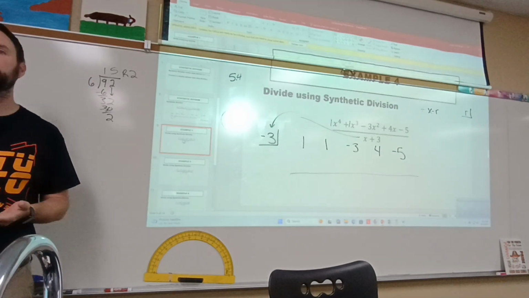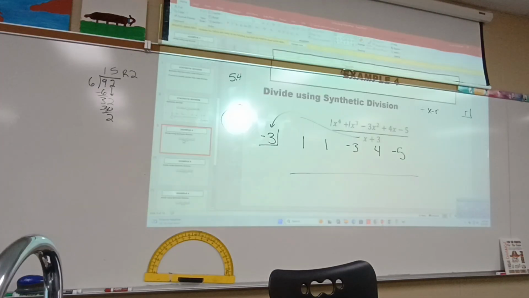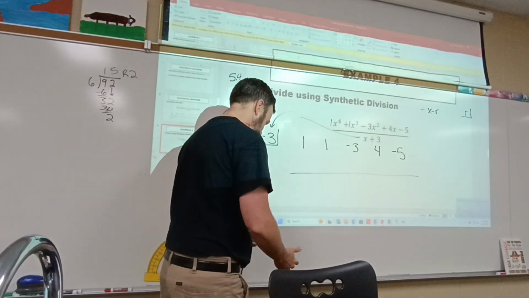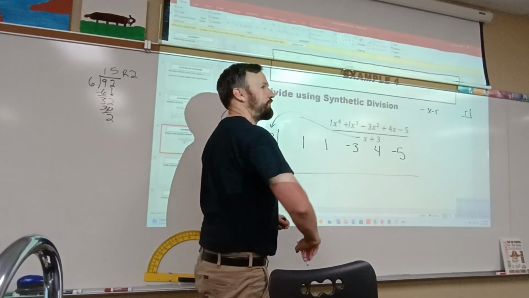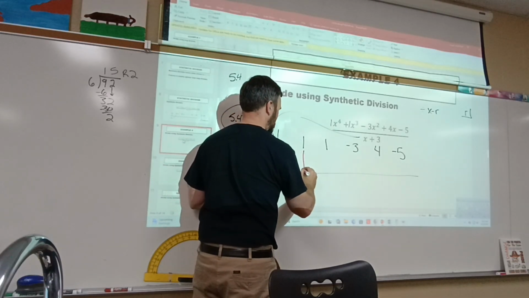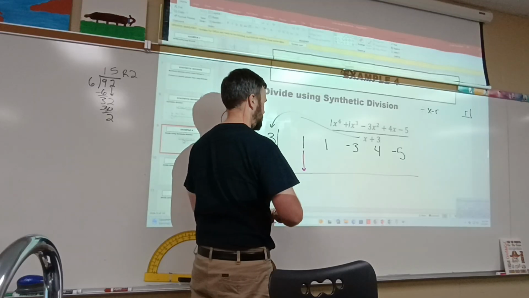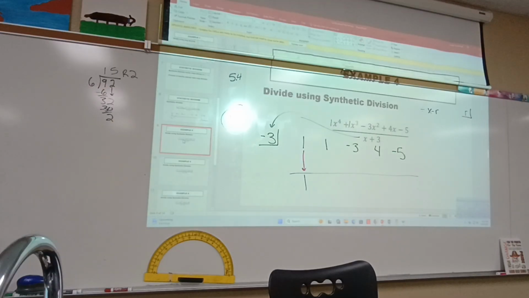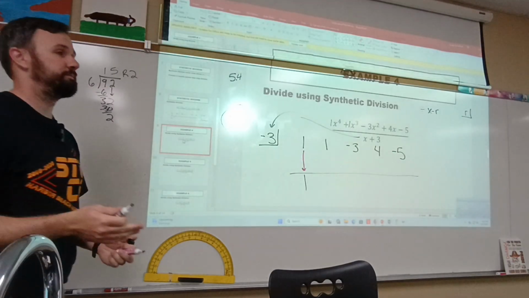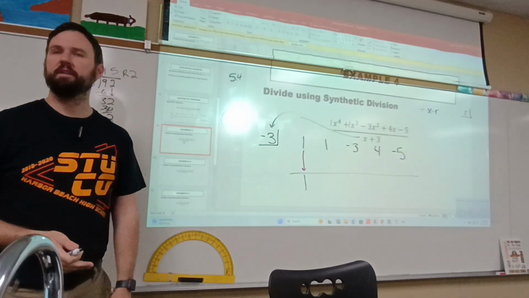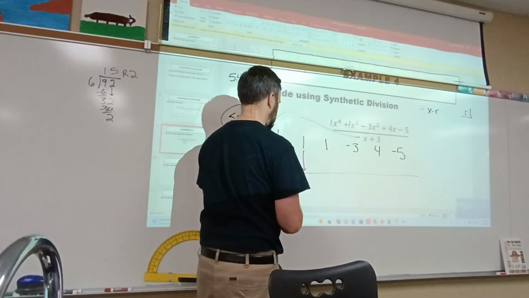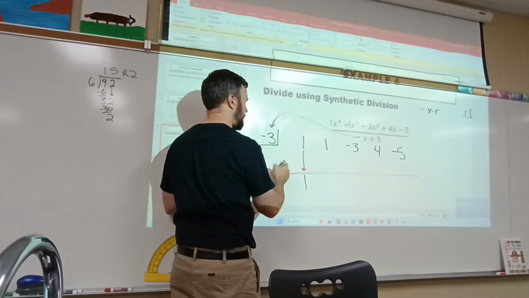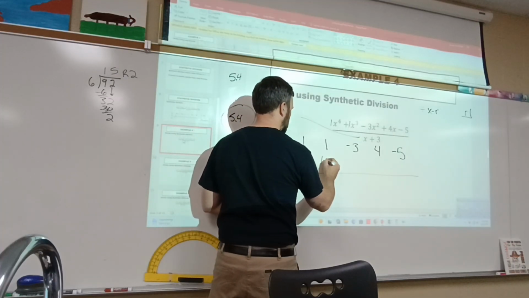Now, if I look back, you guys have on your sheet. The first thing. What's a good color that stands out? First thing I gotta do is move that 1 down, right? And that will always work because you're dividing by 1 in front of your x. You can't do this if you're dividing by like 2x minus r. So we're going to move the 1 down. And then what do I do? I multiply the 1 by the -3. So here I'm going to do 1 times -3.